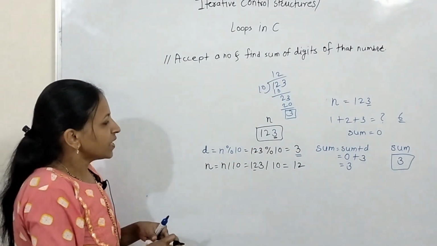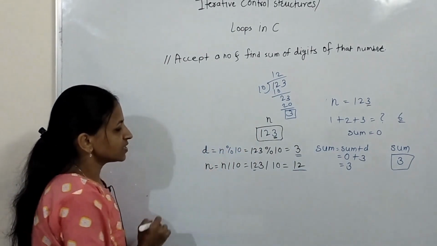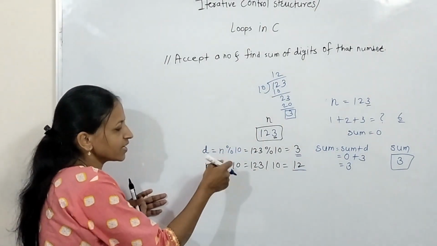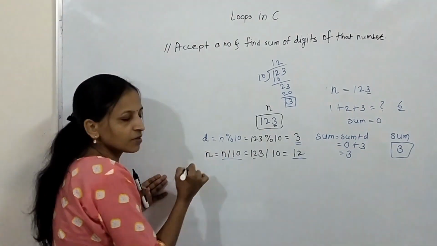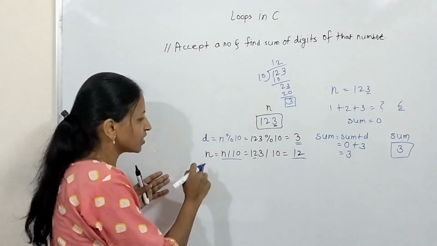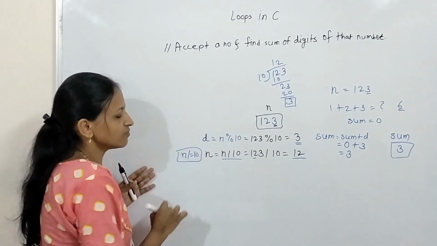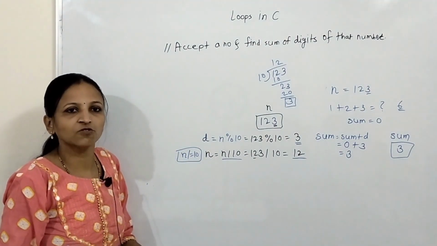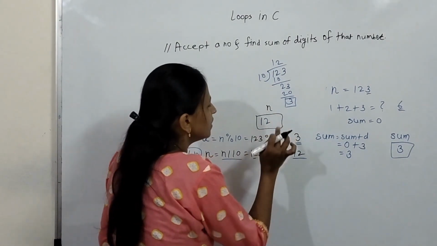Now see, what is this 12? 12 is now stored inside this n again, because we have written n equals n divided by 10. What is the meaning? First divide that number by 10 and then store it inside n itself. We can also write this as n divided by equals 10, the same statement in shorthand style. Now this n will become 12.